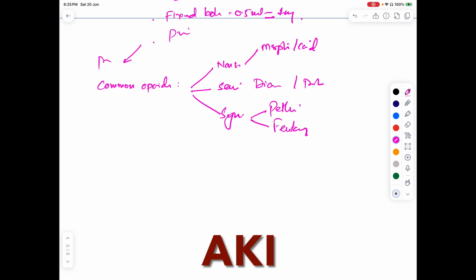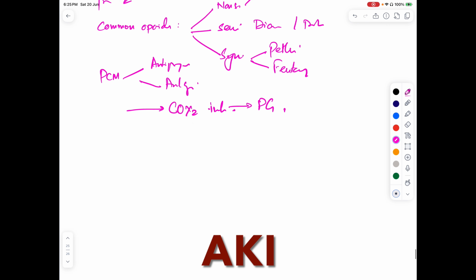Mechanism of paracetamol. Paracetamol is antipyretic as well as analgesic. It is a COX inhibitor, which inhibits synthesis of prostaglandin. So for toxicity of paracetamol, you have to give charcoal, gastric lavage, and acetylcysteine.